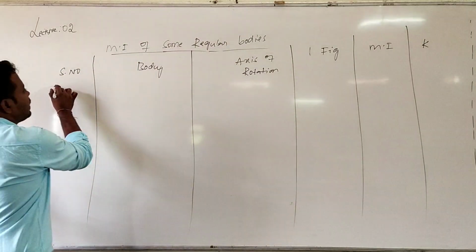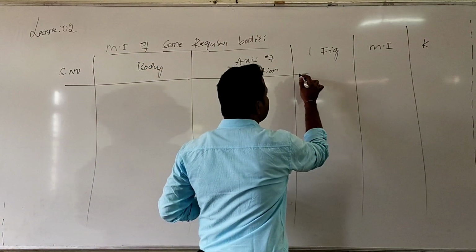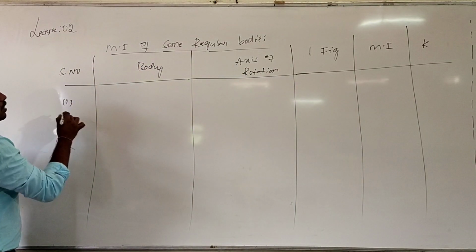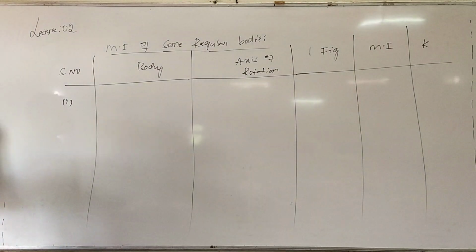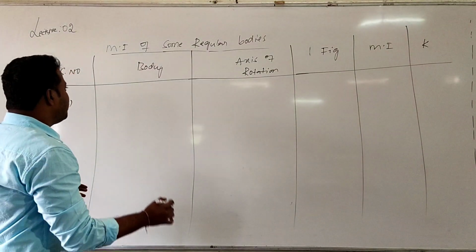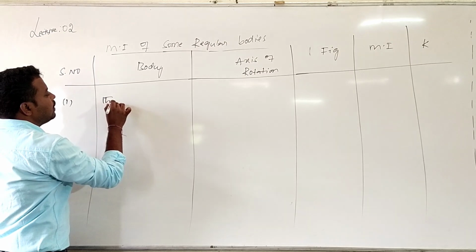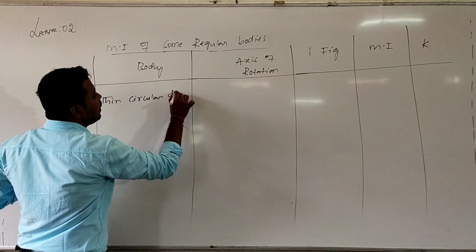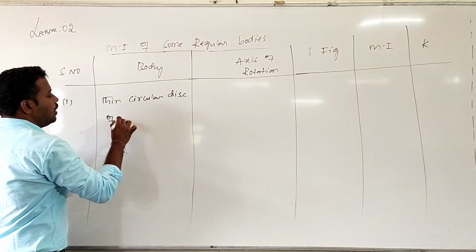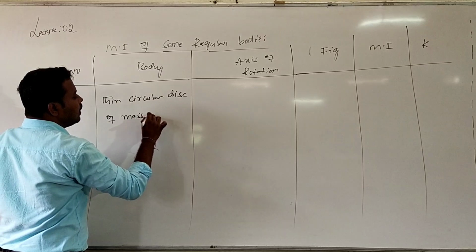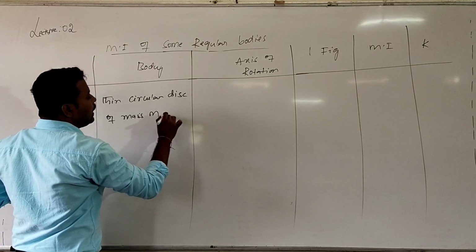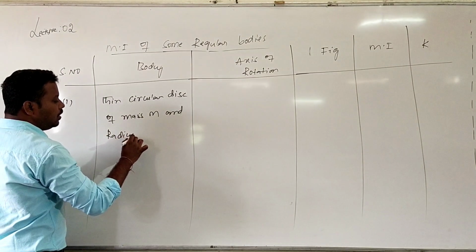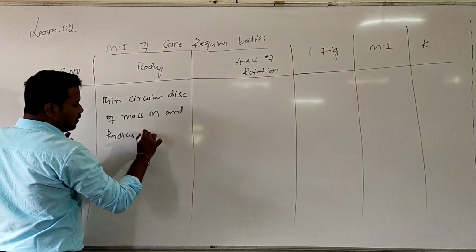So first I will consider the first one. All are uniform, remember always. Every time I will not mention. All are uniform. Think of the first body, a circular disc of mass capital M and radius capital R. I want to calculate the moment of inertia of this body.